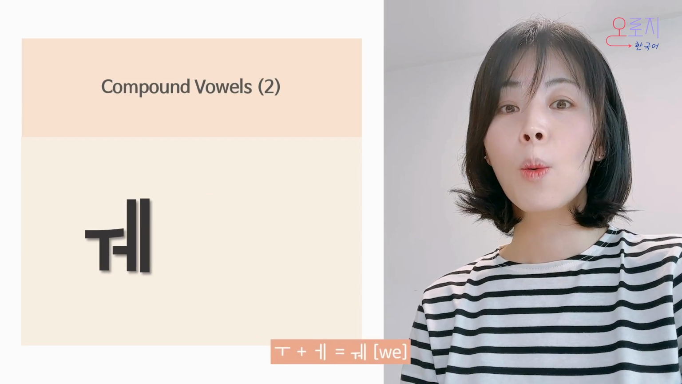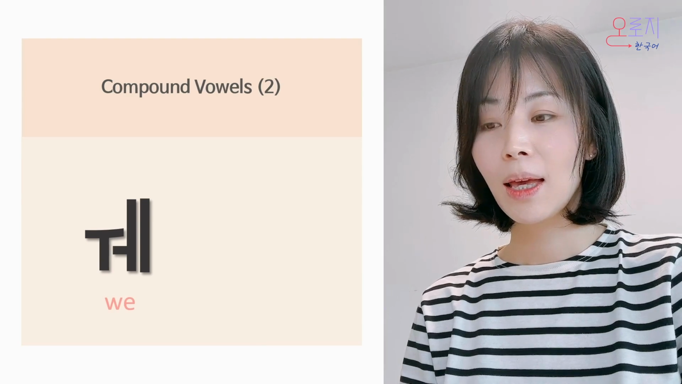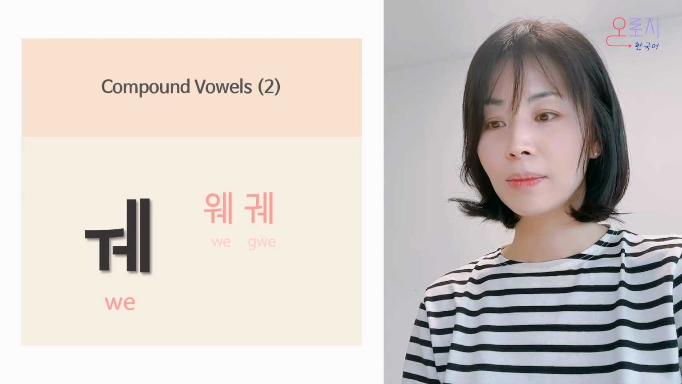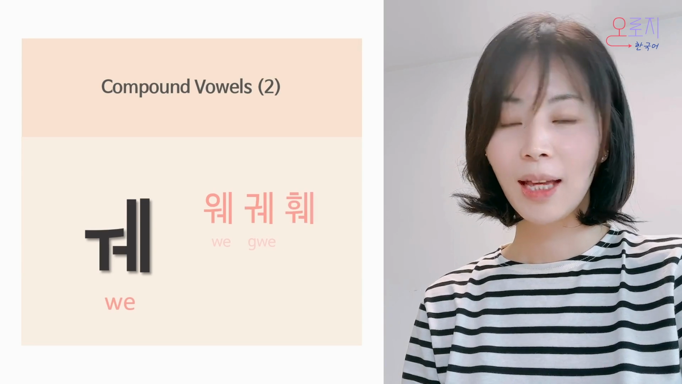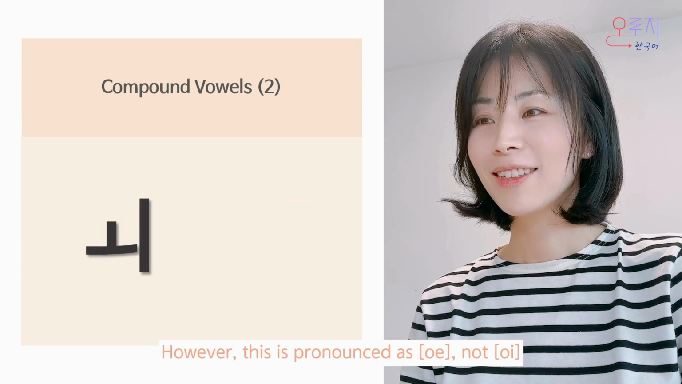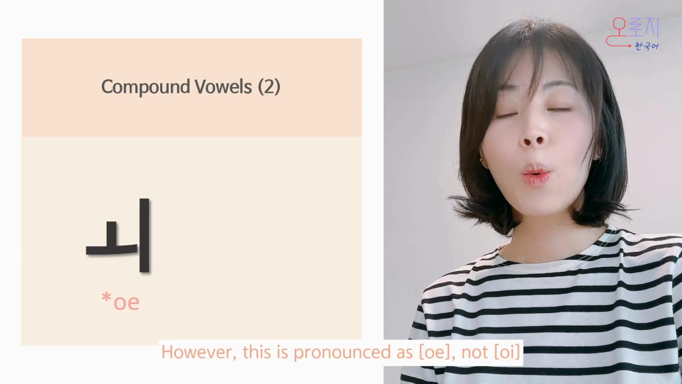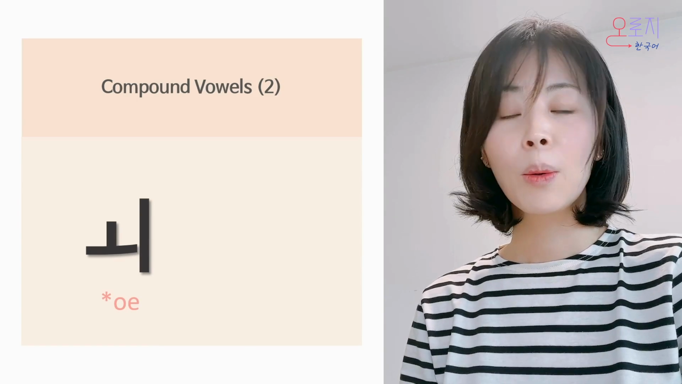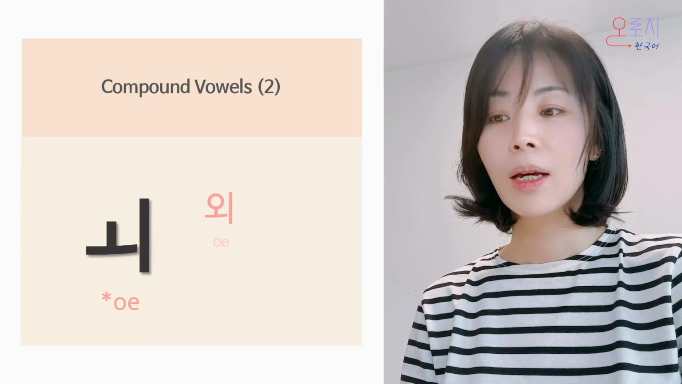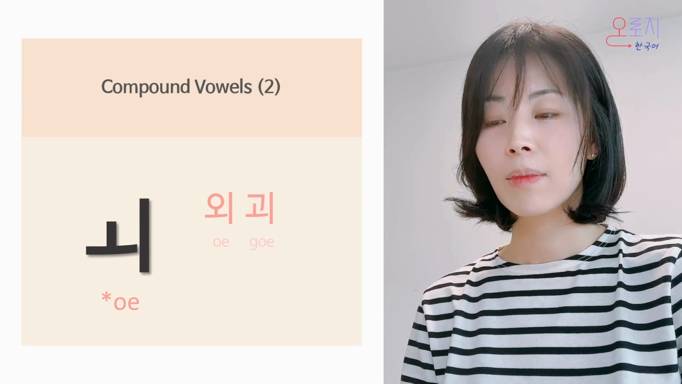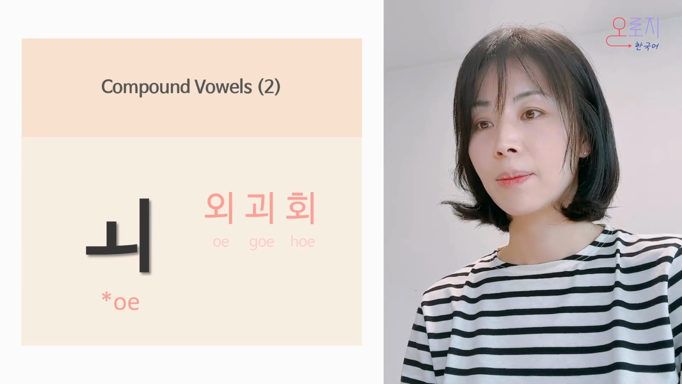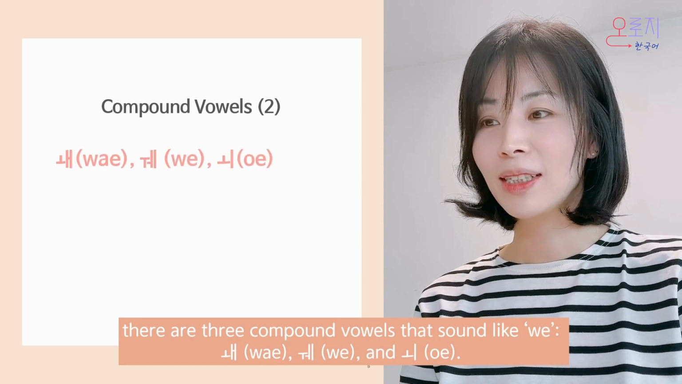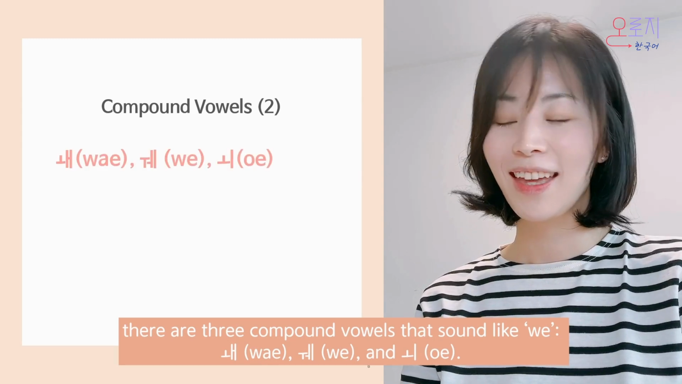Wi, wi. Wi, kwi, hwi. However, this is pronounced as we, not oi. We, kwe, hwe. As you may have noticed, there are 3 compound vowels that sound like we.